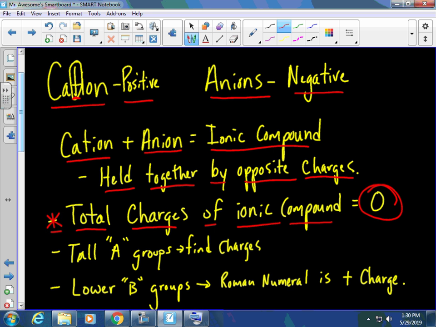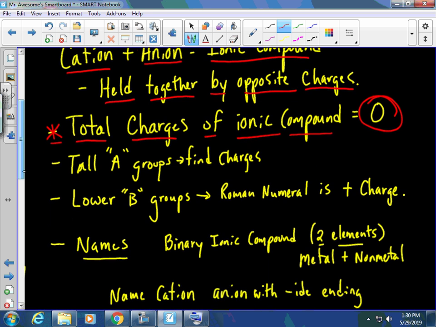Okay, so on the periodic table, we have these taller A groups. You'll see 2 of them on the left, and you'll see 6 more of them on the right. These are the A groups. We can just look at these to determine how many valence electrons they have, and then be able to use that to determine what kind of charge they'll have. Because they'll either gain enough electrons to get 8, or they'll lose them all. Just like we just did on the pop quiz, right? So the tall A groups, we can find their charges really easy.